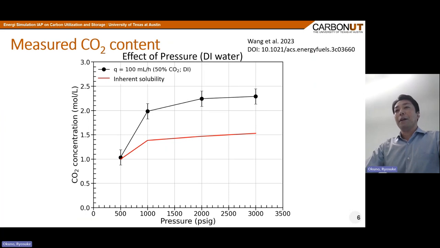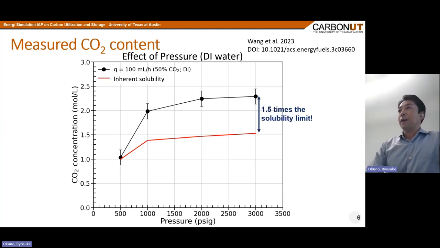So here's a set of data we presented last year. The y-axis is the CO2 concentration in mole per liter, and the horizontal axis is the external pressure of a sample in psig. And the red line is the inherent solubility of CO2 in DI water, and the black dots are experimental data. So you see that the enhancement of CO2 concentration by nanobubbles increases for higher pressure. And for the higher pressure side, the enhancement factor is 1.5 in this case.